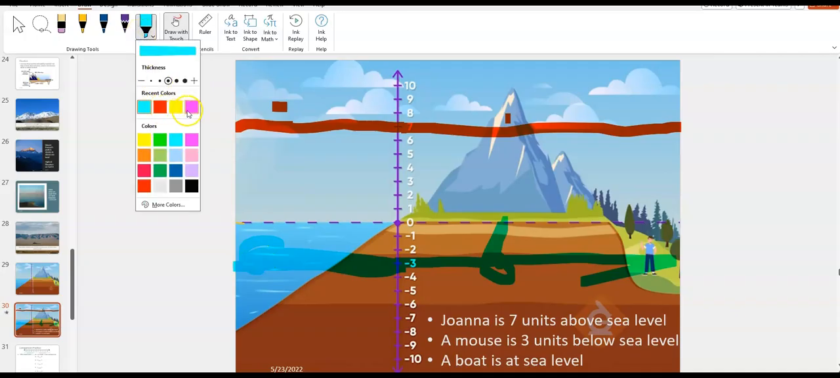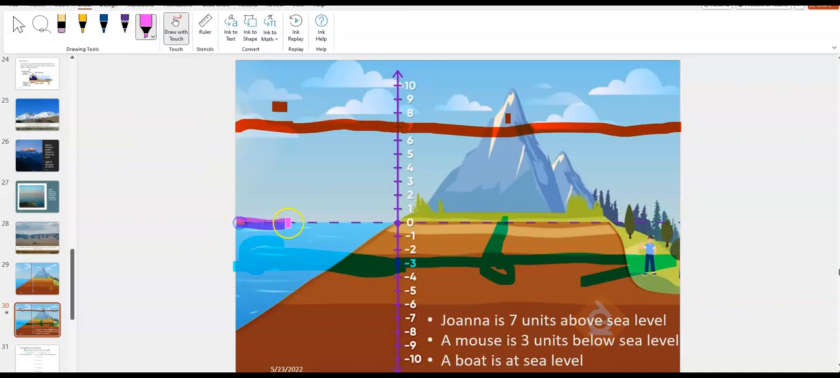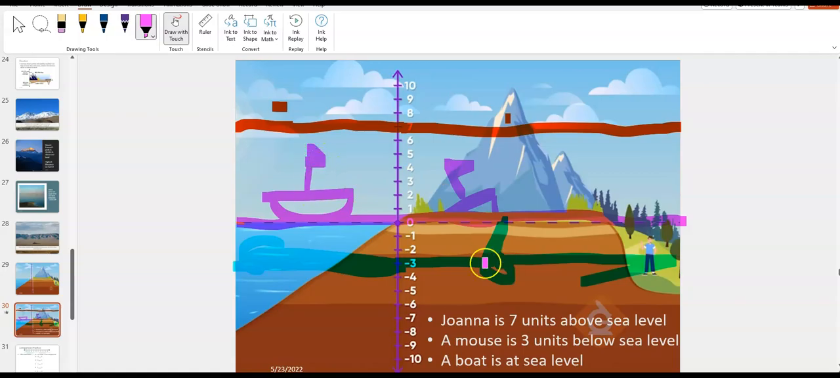And then the last one would have been a boat. And as long as your boat was along this line right here, that would have been correct. So it could have been floating in the ocean. I know boats don't float directly on top, but you could have drawn that. It could have been sitting beached up on the beach here. Or it could have been flying in the sky, but as long as it was along that pink line, you were right.